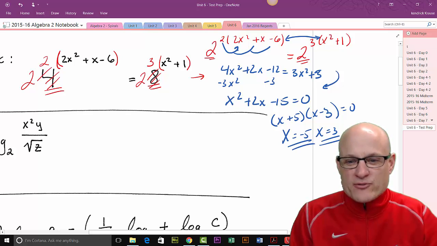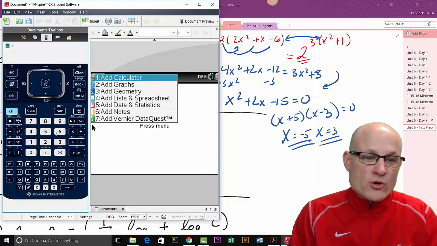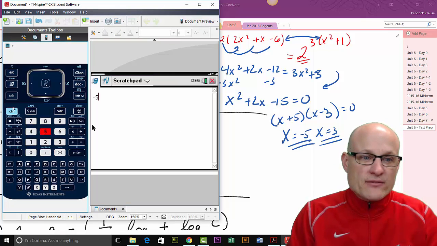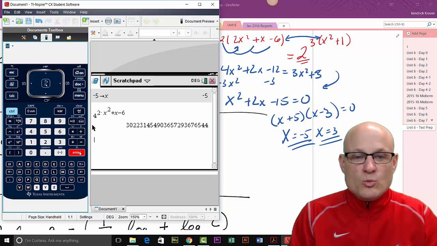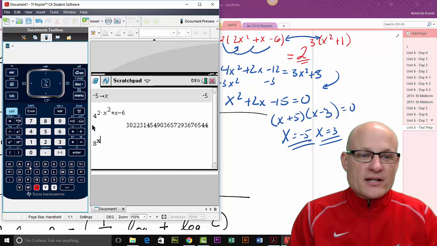You should get in a habit of checking these. So we're going to store one. What do we say? Negative 5, control var x. And we're going to do 4 raised to the 2x squared plus x minus 6. See what I get? Whoa, holy crap. All right, let's try the other one. 8 raised to the x squared plus 1.